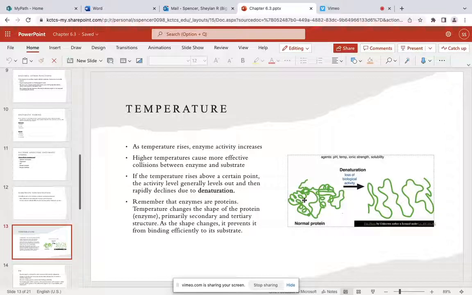So again, temperature is good because it increases the speed at which the enzyme can work and will increase the speed of the reaction. We know that, but only to a certain degree, right? Because once you have too much temperature, you can have denaturation. And what happens with denaturation is you have loss of biological activity due to a conformational change, and the conformational change prevents the enzyme from binding the substrate effectively.